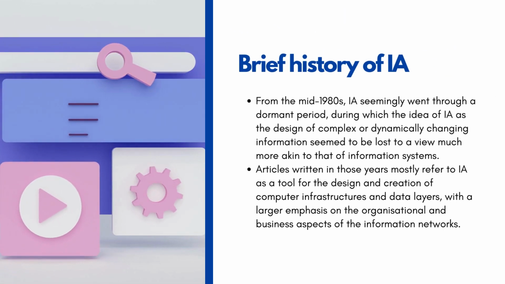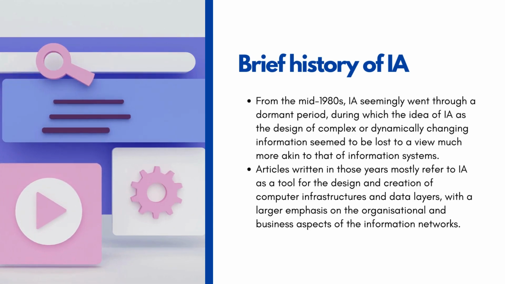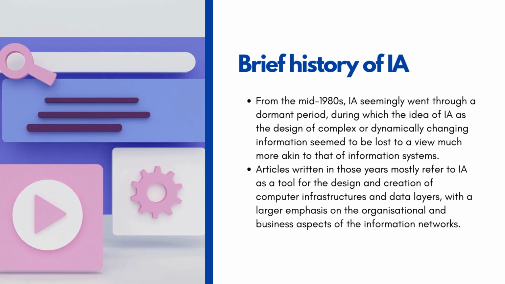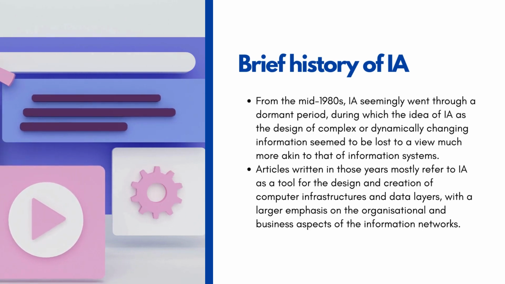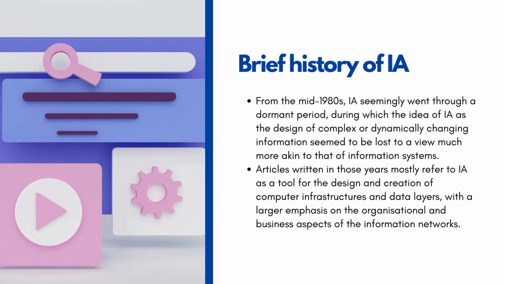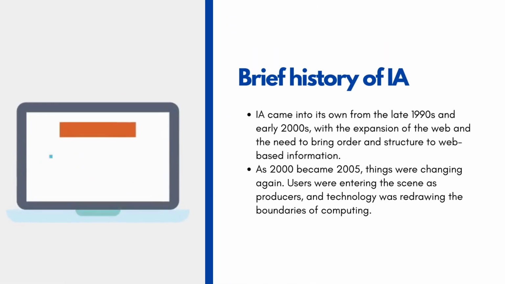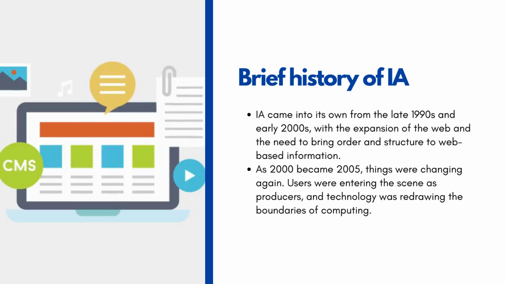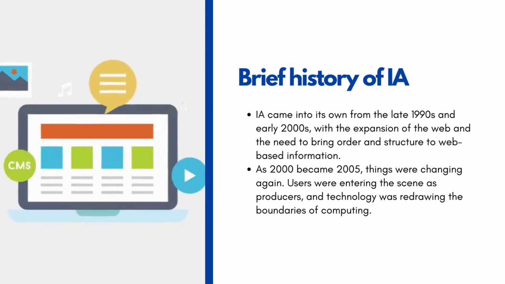From the mid-1980s, IA seemingly went through a dormant period, during which the idea of information architecture as the design of complex or dynamically changing information seemed to be lost to a view much more akin to that of information systems. Articles written in those years mostly refer to IA as a tool for the design and creation of computer infrastructures and data layers, with a larger emphasis on the organizational and business aspects of the information networks. Information architecture came into its own from the late 1990s and early 2000s with the expansion of the web and the need to bring order and structure to web-based information.